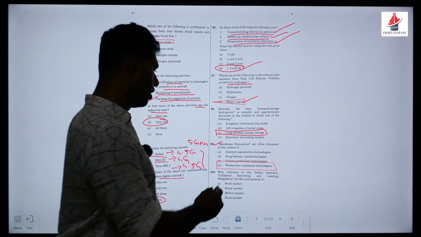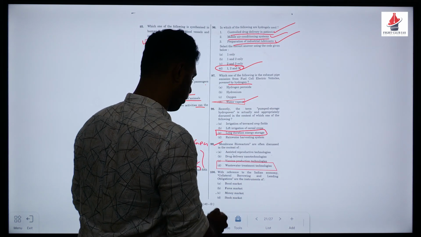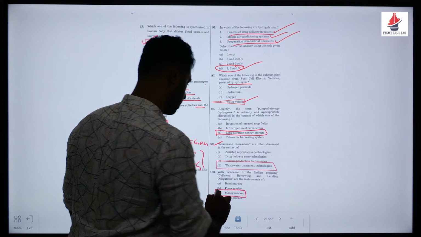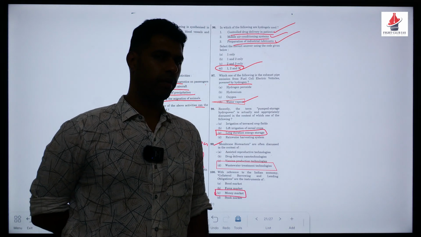Moving to the last question, with reference to the Indian economy, collateral borrowing and lending obligations are the instruments of the money market. Right? Collateral borrowing and lending obligations are the instruments of money market.